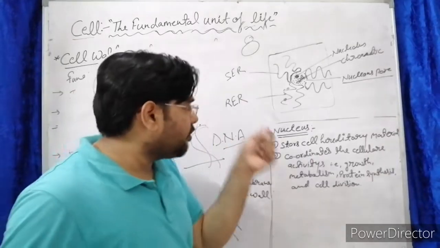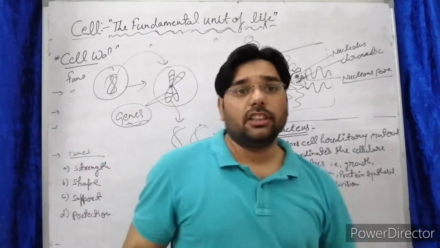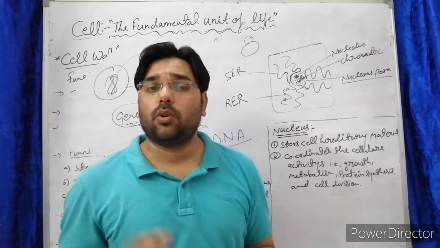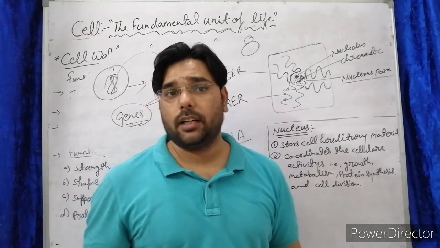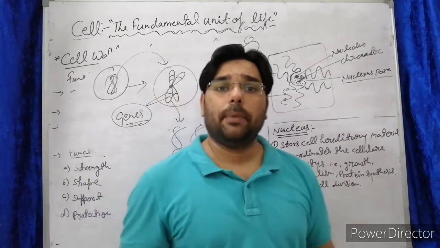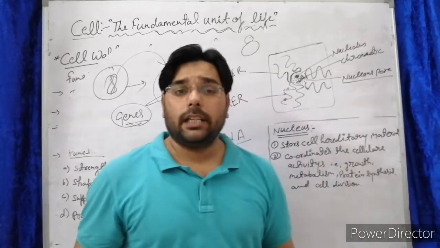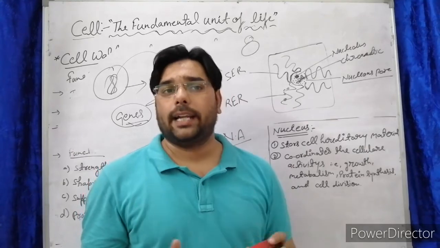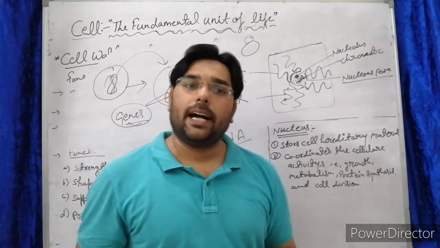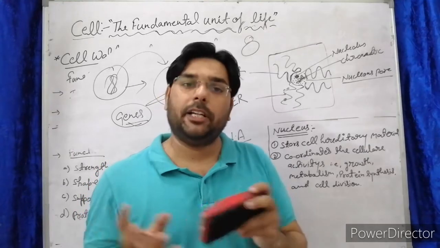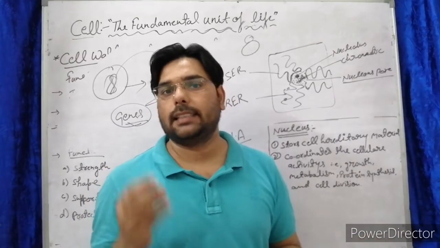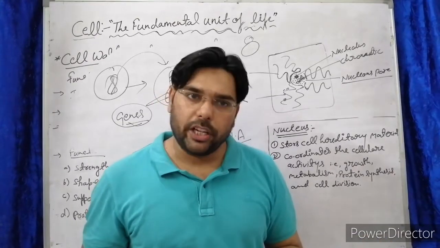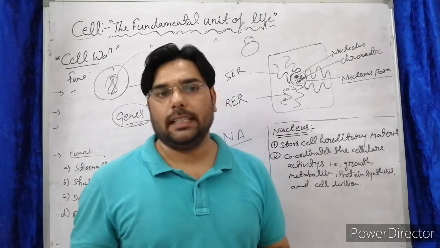So what is the function of the nucleus now? The nucleus is also known as the brain of the cell. Why is it called the brain of the cell? Because it controls all the activities performed by other cell organelles. The activities performed by other cell organelles are controlled by the nucleus. That is why it is called the brain of the cell.